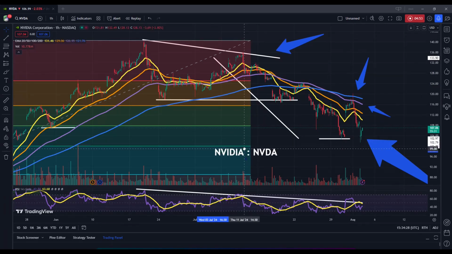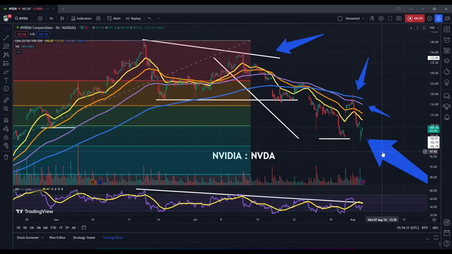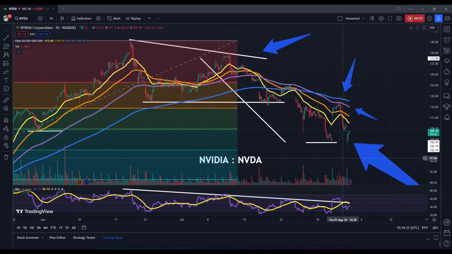And then certainly this break below 102.50 is absolutely concerning for the stock because it does suggest that we might get some relief rallies here, but we could start to be blocked by this 110 level, which does represent the bottom of the exponential moving average cluster on the 1 hour chart.